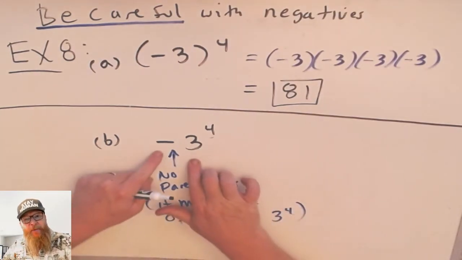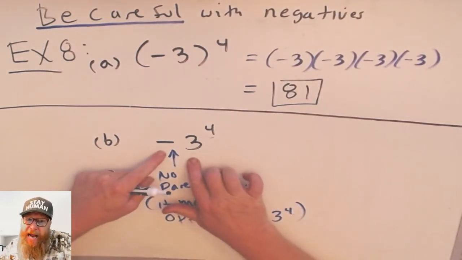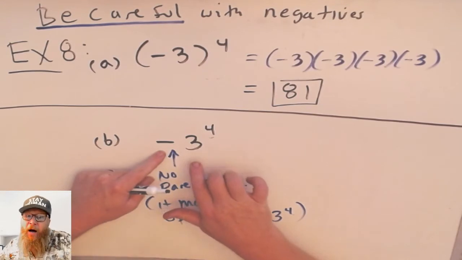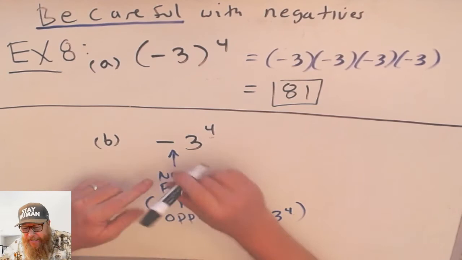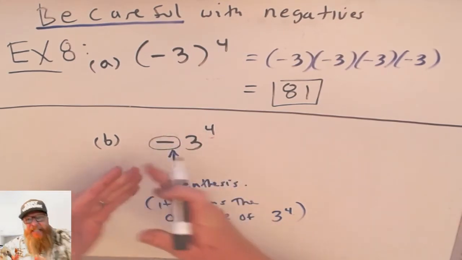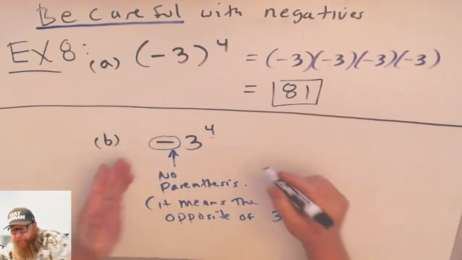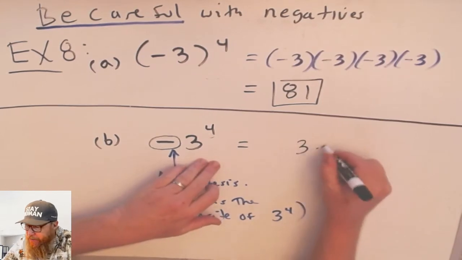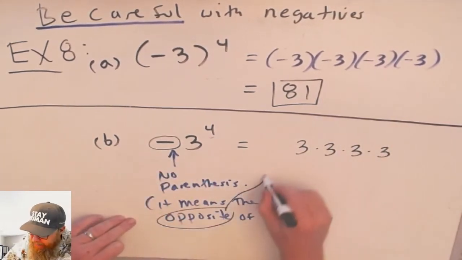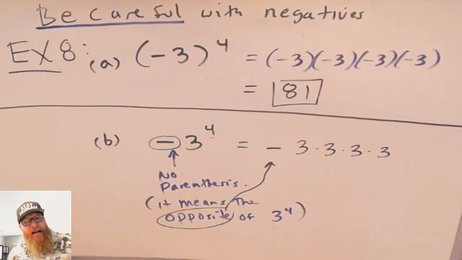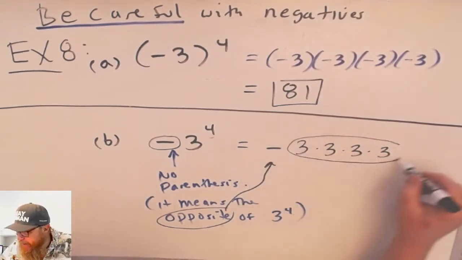Now listen to how I say part B. Negative 3 to the 4th power. So it's as if the negative is separate from the 3. So I'm going to do 3 times 3 times 3 times 3, and then I'm going to put the negative sign out in front, and these are separate.